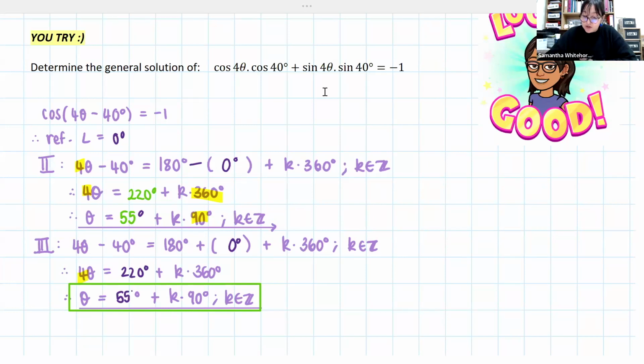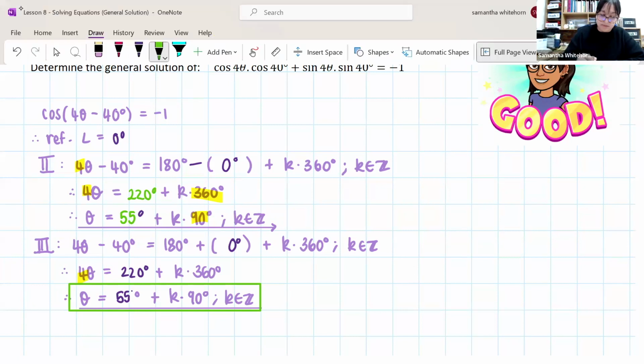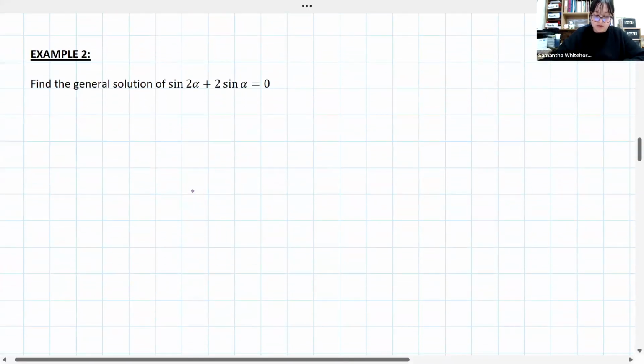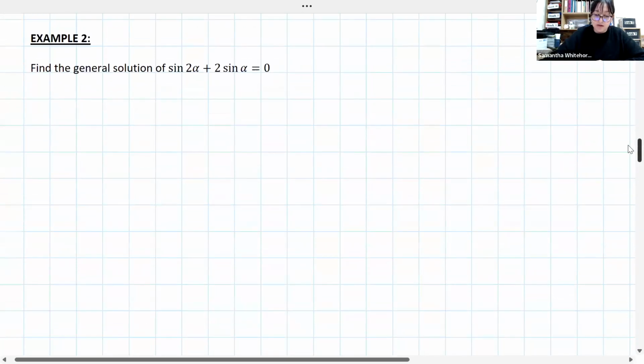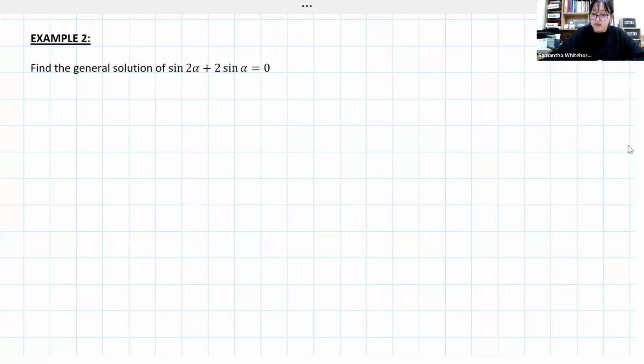Right, so take a screenshot and then we're going to have a look at another example. Alrighty. So if we have a look at example 2, we want to find the general solution of sine 2 alpha plus 2 sine alpha equals 0.